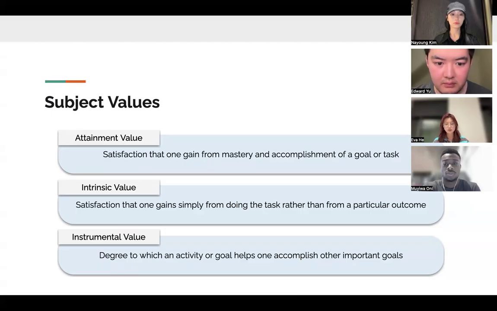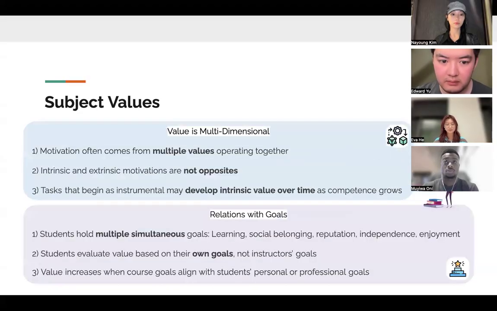And the third is instrumental value, which refers to how much an activity helps someone achieve other important goals. Motivation comes from future benefit or extrinsic rewards, such as grades, career opportunities, and salaries. For instance, some students may study business primarily because it leads to stable employment and a higher income. So, moving to the next slides.